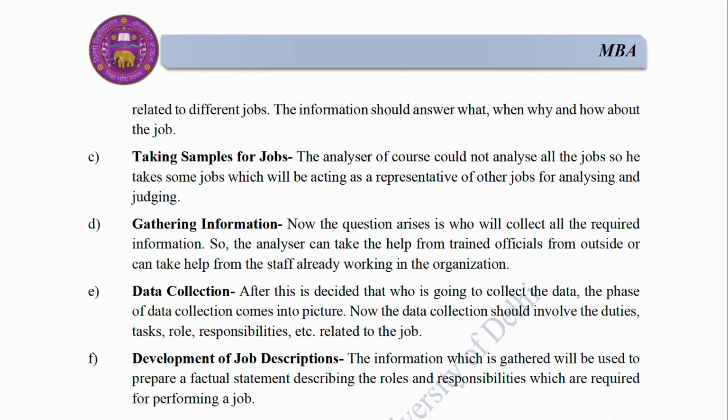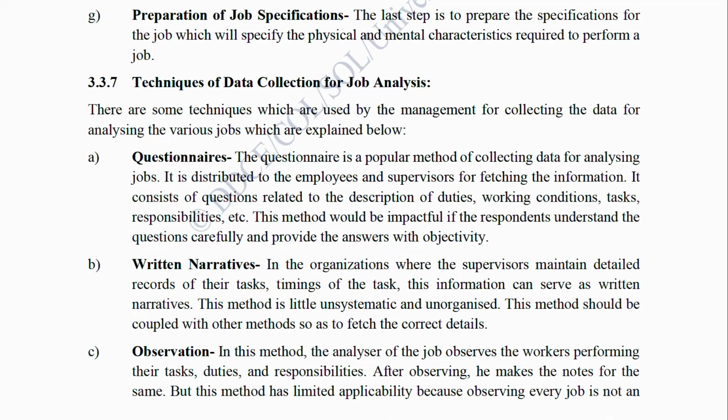related to the job. Sixth, development of job descriptions. The information which is gathered will be used to prepare a factual statement describing the roles and responsibilities which are required for performing a job. Last, preparation of job specifications. The last step is to prepare the specifications for the job, which will specify the physical and mental characteristics required to perform a job.